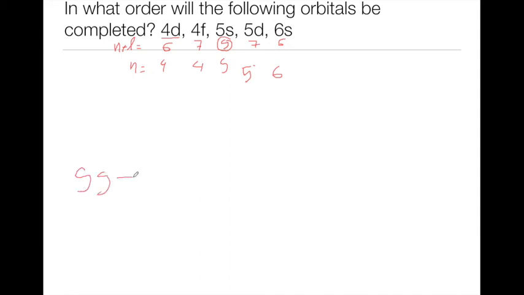What will I fill then? Then I see I have the 6, but I have 2 with the same sum of n plus l. Therefore, which will I fill first? The one with the lowest n number, therefore the 4d. 4d, then I will fill the 6s, and then I have the n plus l sum equal to 7. Which one of these will be filled first? The one with the lowest n number, therefore the 4f, and then the 5d.